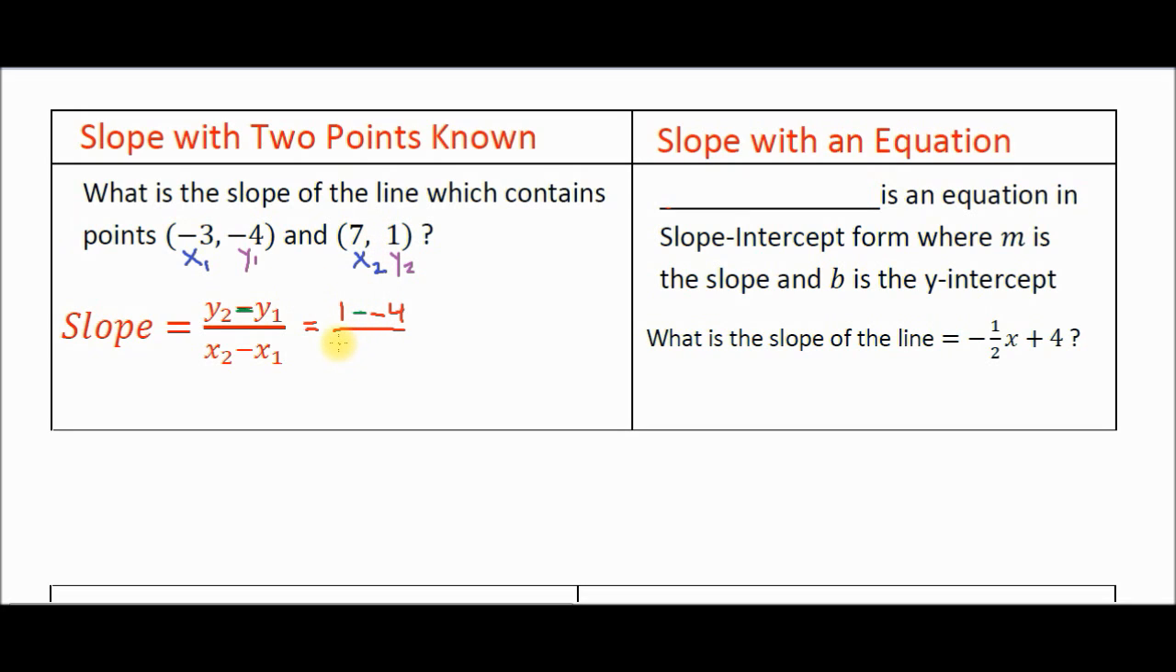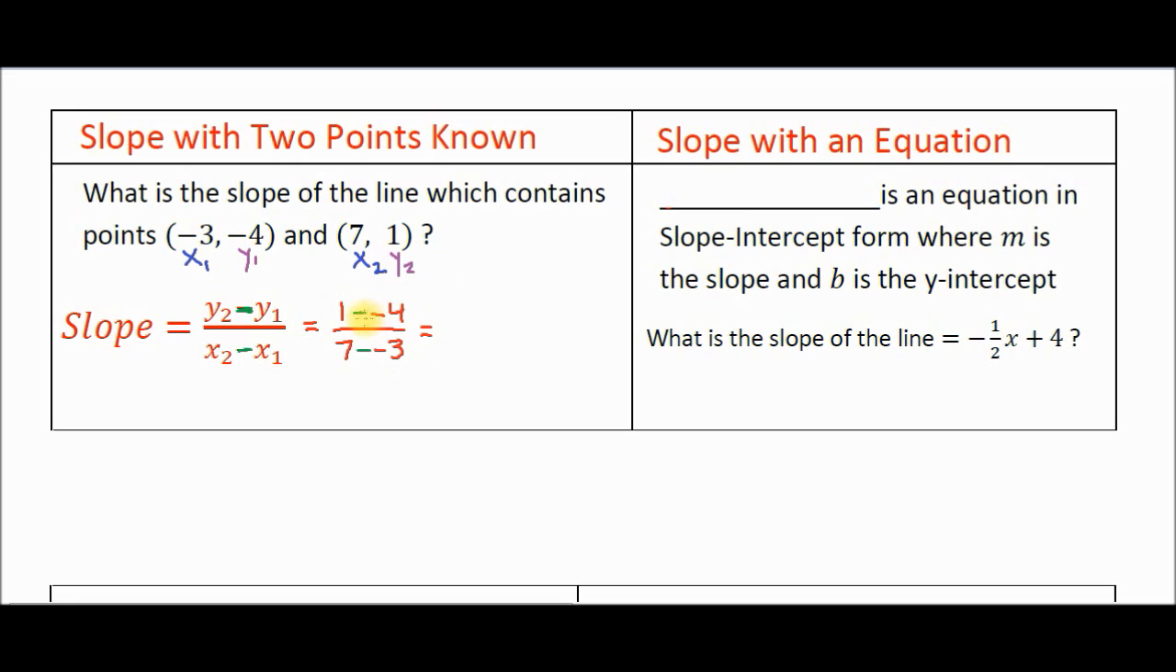X sub 2 is 7. Again, the minus sign in our equation is part of our equation. Both of these have minus signs in them. So we're going to put minus. And now take a look at x sub 1. X sub 1 is -3. So there is our slope. Let's go ahead and figure out the math.